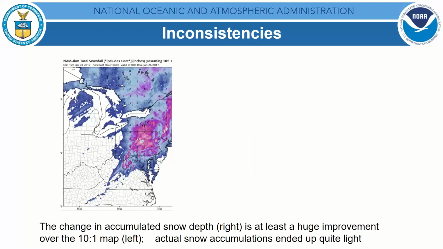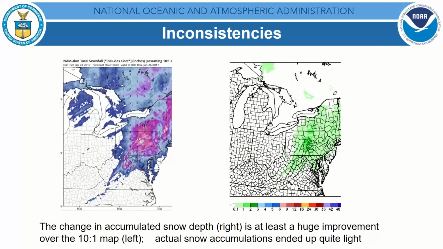So the change in accumulated snow depth is also at least a huge improvement over the 10-to-1 map. In this case, the accumulations ended up being quite light, again, like a 1 to 3 inch amount. So it's just a case where you also need to look at the precipitation type and make sure that those things match up as well.